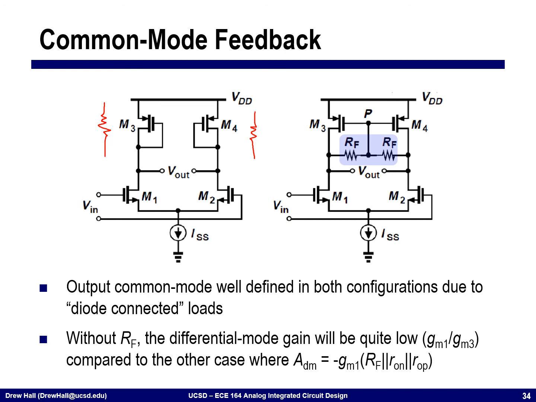We're using a diode connected transistor M3 and M4 in this case. The downside about this particular structure is that the open loop gain is equal to GM times R, where this R is equal to the impedance that I see looking into M3, which is 1 over GM. And so this is a gain of GM1 divided by GM3.